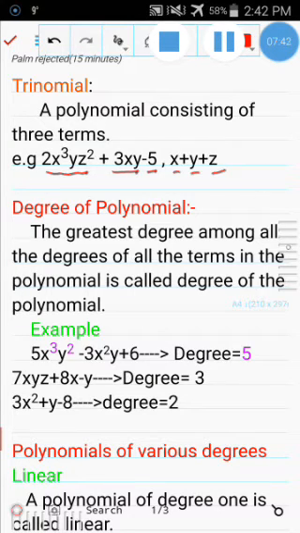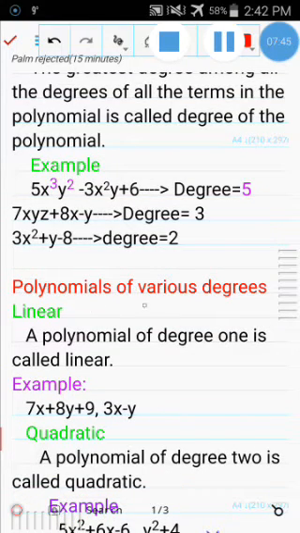Next we will discuss polynomials of various degrees. The first one is linear. A polynomial of degree 1 is called linear. For example, 7x plus 8y plus 9 is linear because the power of the variable is 1, and 3x minus y is also linear because the power of the variable is 1.